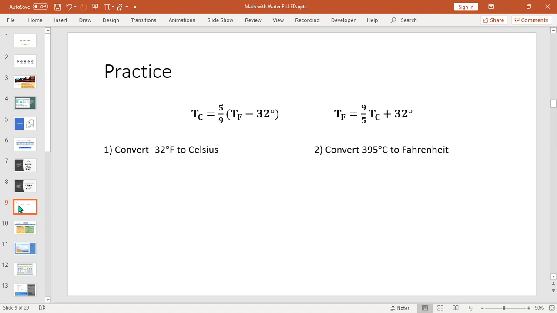So we'll just do a couple more examples here. Number one, they want to make Celsius. So it's always when you see these, what do you want? It's the one on this side. So if you want to find Celsius, this is the formula you're going to use.